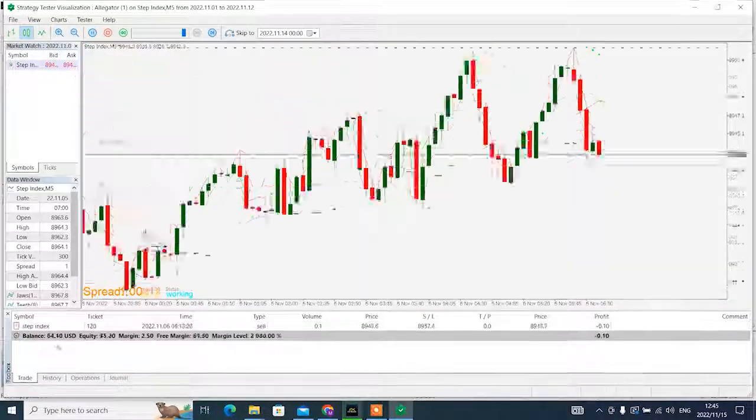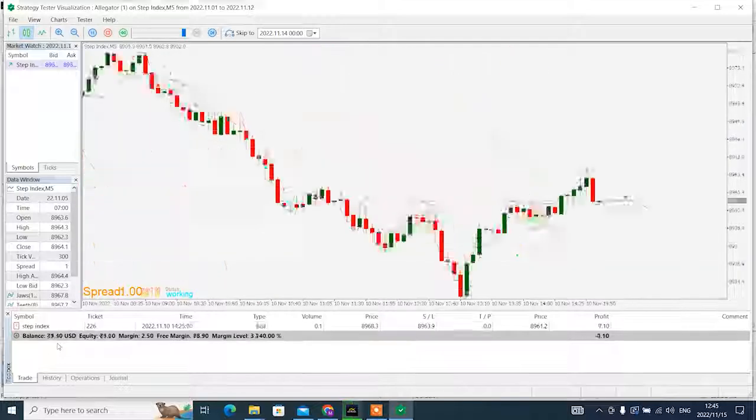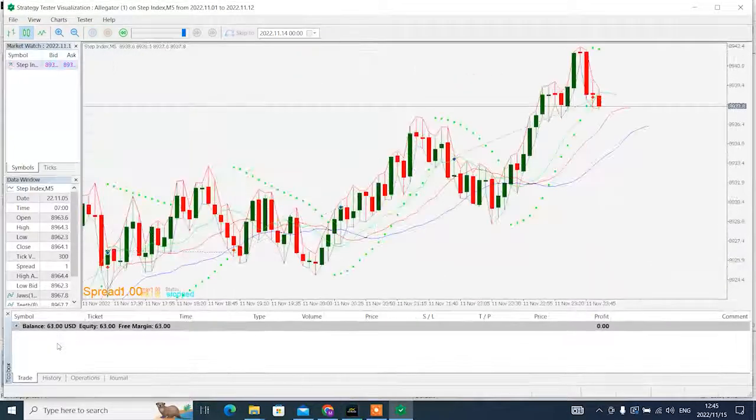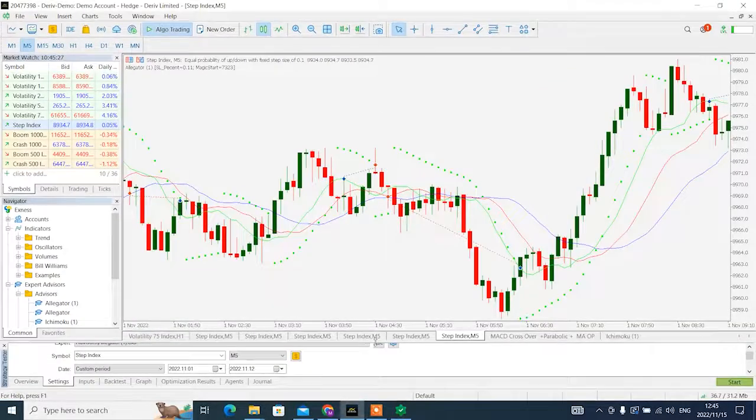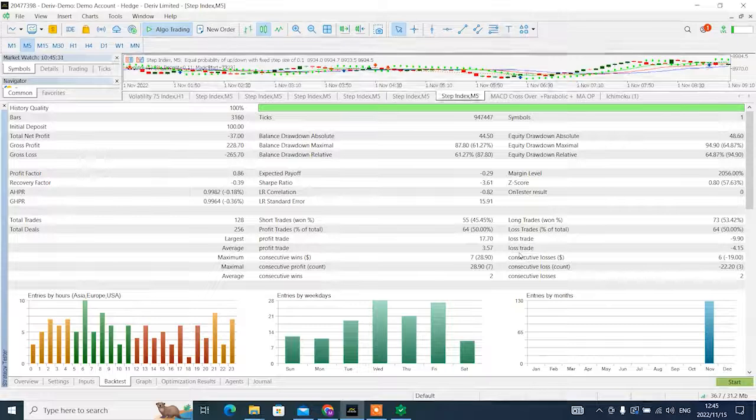If you check, our money is going down, guys, which means there are cases where it was making losses. So let's see this side. I'm going to check the backtesting data. If you check, we make 2 consecutive wins on average and 2 consecutive losses on average. The maximum consecutive wins is 7, and the losses is 6.